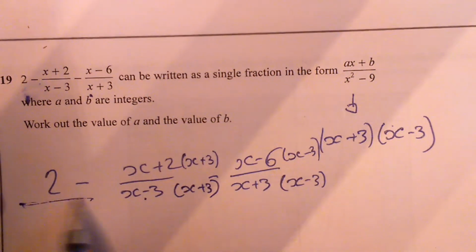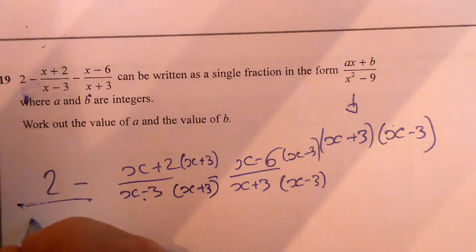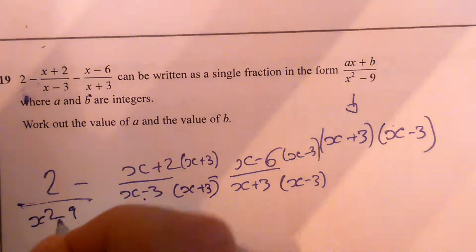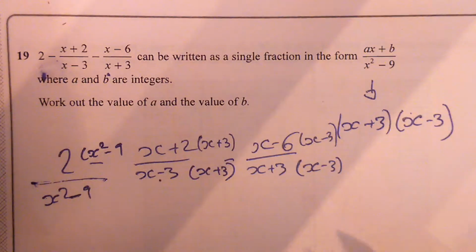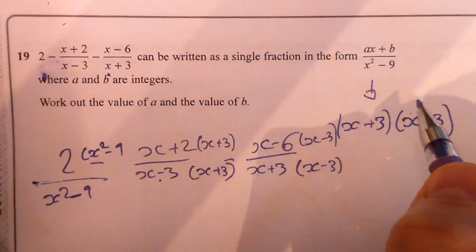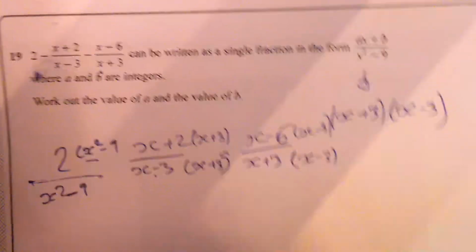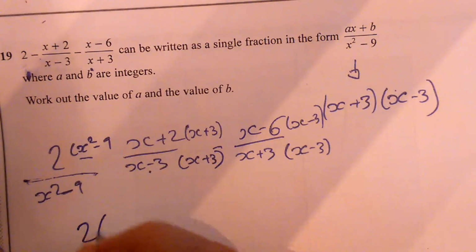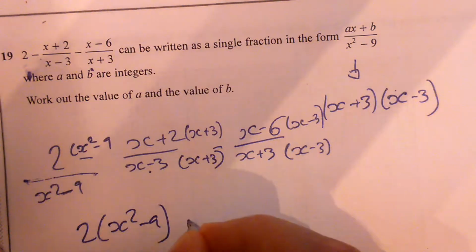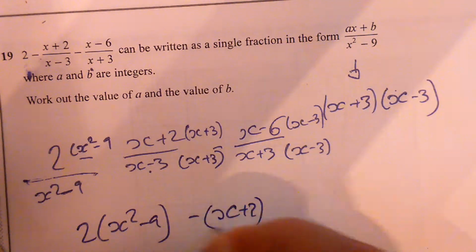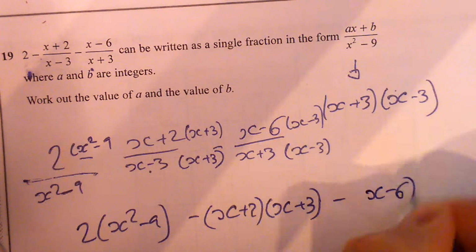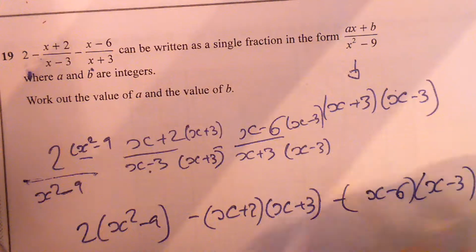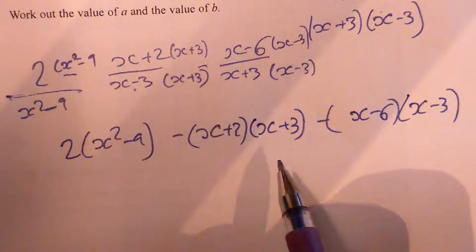Now, for my denominator here, I could multiply it by x minus 3 and x plus 3, or I could just do it by x squared minus 9. So I'm going to multiply the top by x squared minus 9. In all three of the cases, my denominator is going to be x squared minus 9. So I'm just going to focus on my numerator. I'm going to rewrite it so it looks a little bit easier. I've got 2 brackets x squared minus 9, minus (x plus 2)(x plus 3), minus (x minus 6)(x minus 3). And it's just the numerator I'm dealing with.